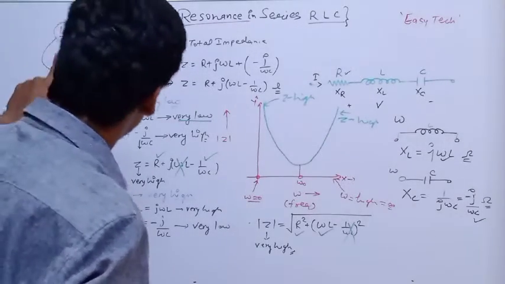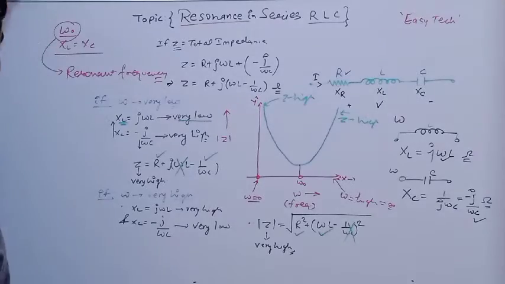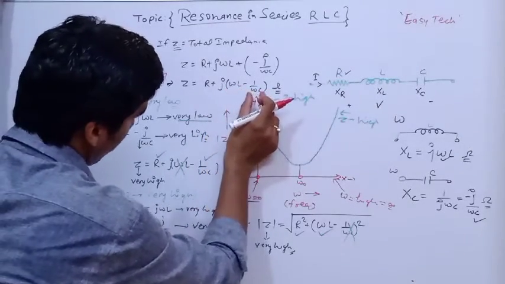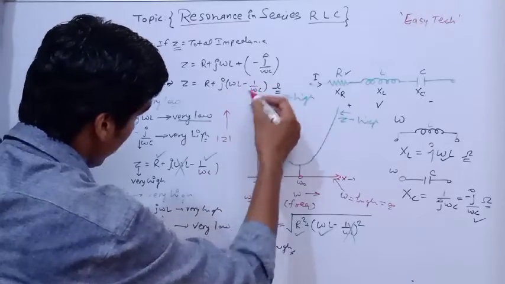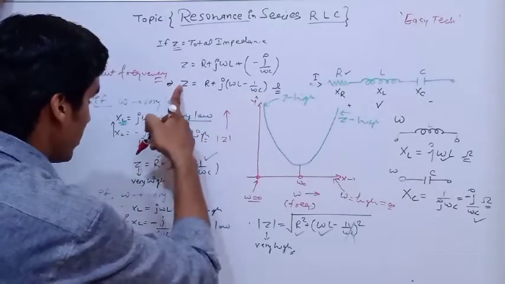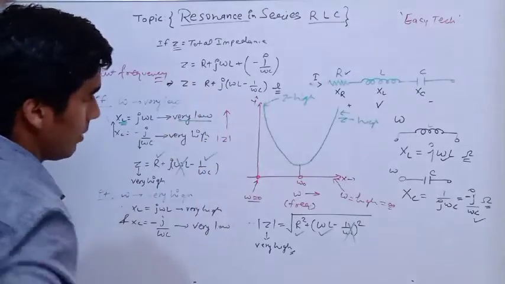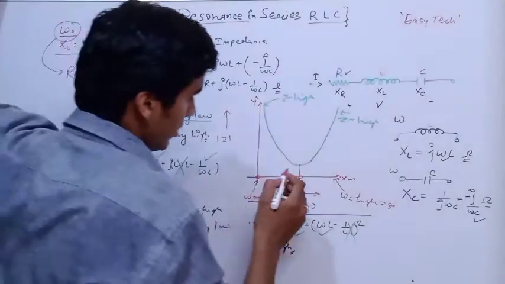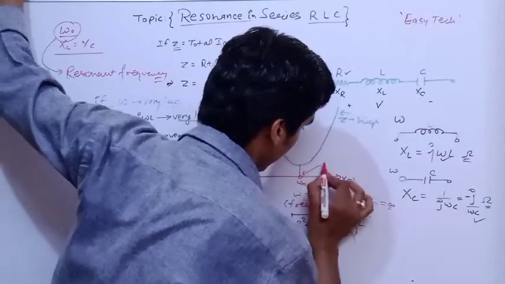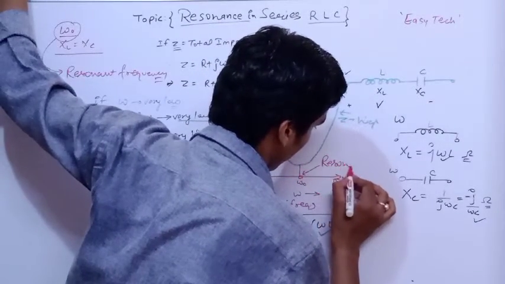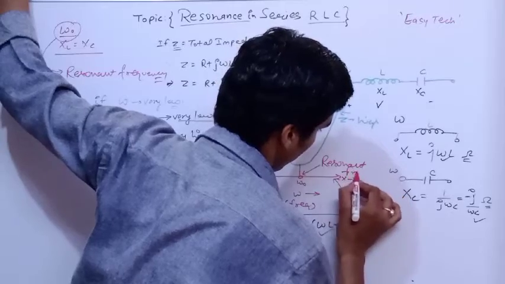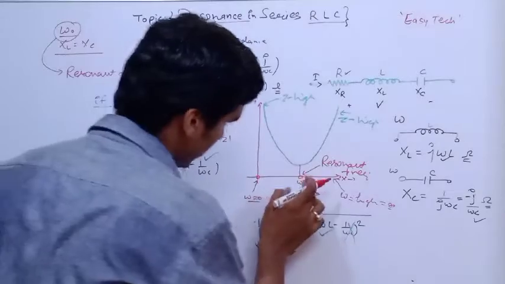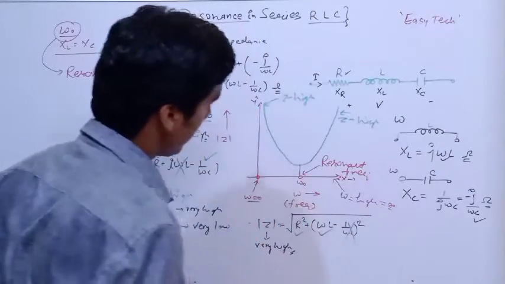Okay, at resonant frequency, at resonant condition, your inductive impedance is always equal to capacitive impedance. So this term will get cancelled and your total impedance behaves like a pure resistive network. Okay, getting my point? At this frequency you can consider this as the resonant frequency.